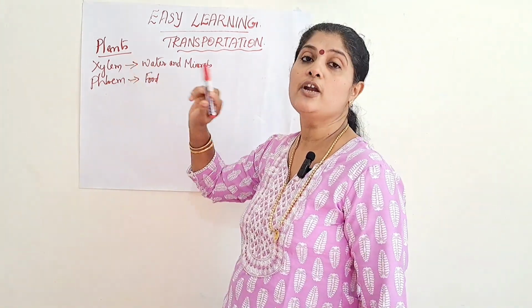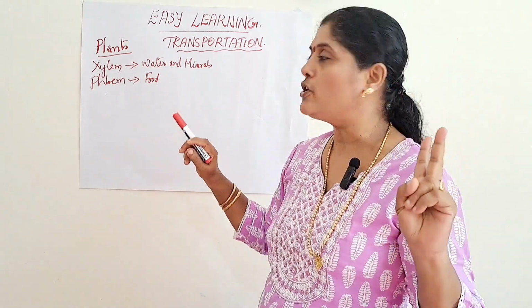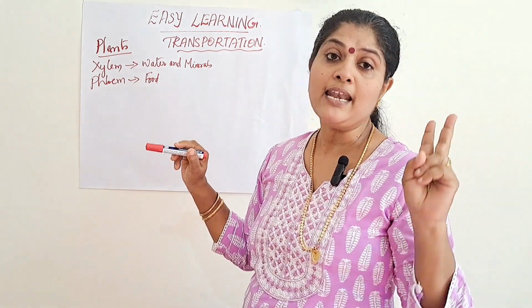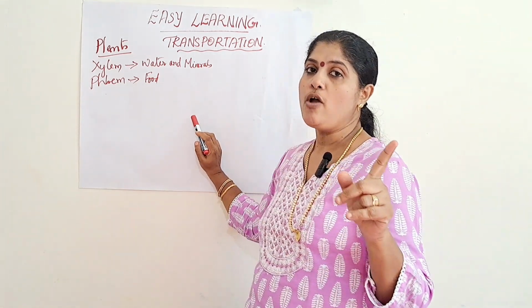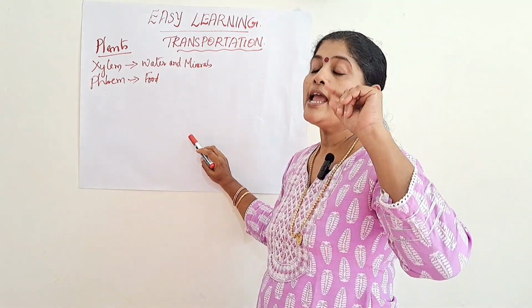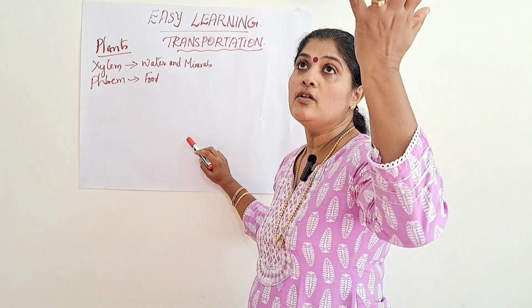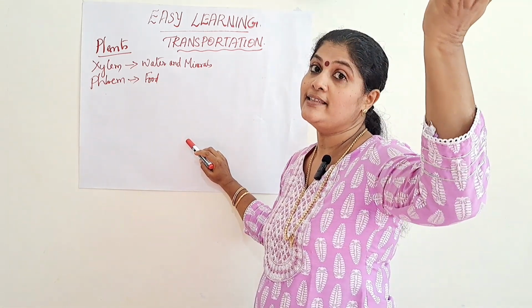In 10th standard you have to study only the xylem vessels and the tracheids, the two elements of the xylem. Under xylem vessels, there is one important area you have to concentrate on, where the question always comes. You know that water is transported from the root, passes through the stem and then reaches the leaves.